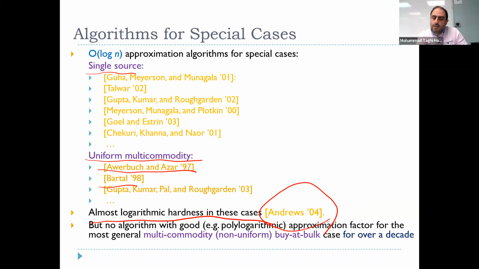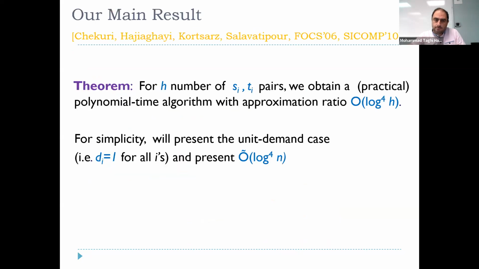So this problem was essentially open. No algorithm with polylogarithmic approximation factor for the most general case of multi-commodity non-uniform buy-at-bulk. So here for single source it was known, and here we will call it multi-commodity. Whenever we mention multi-commodity, it means Steiner forest type of thing. It means that there are S_i, T_i pairs and there is some demand between them. You will hear multi-commodity a lot in network design; it means that we have this kind of pairs. And for this non-uniform buy-at-bulk, there was nothing essentially known before.